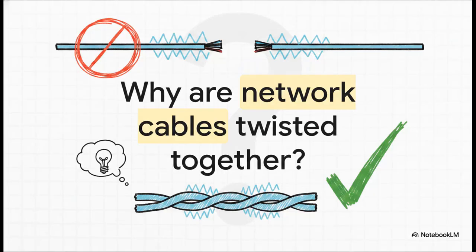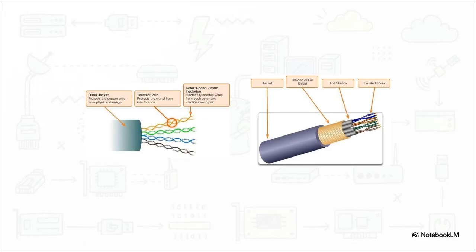But outside EMI isn't the only bad guy. Cables also have to fight crosstalk. Crosstalk is what happens when the magnetic field from one wire bleeds into the wire right next to it, inside the exact same cable. To solve this, early network engineers asked an ingenious question. What if we just twist the wires together? And that's exactly why standard network cables look the way they do. With unshielded twisted pair, or UTP, twisting those opposing wire pairs together forces their magnetic fields to literally cancel each other out, completely destroying the crosstalk.